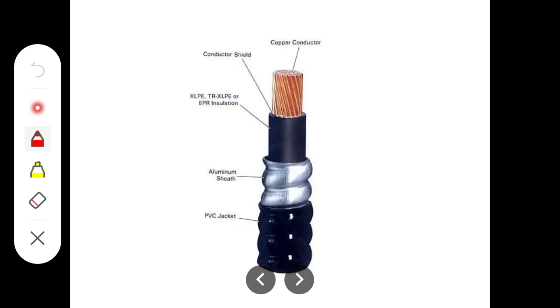So here is the cable and metal sheath. These are the cables. Here is the aluminum sheath, and the PVC jacket will be there, and especially EPR insulation is the conduit.